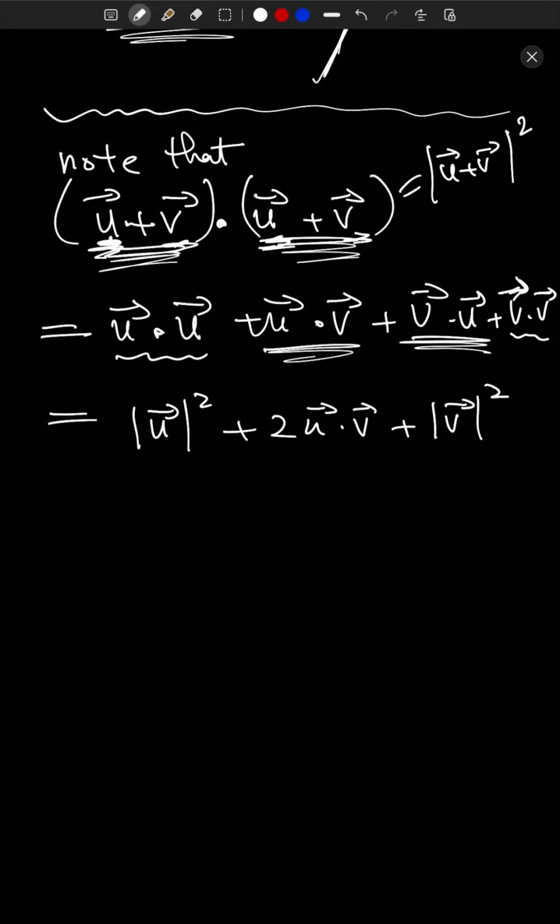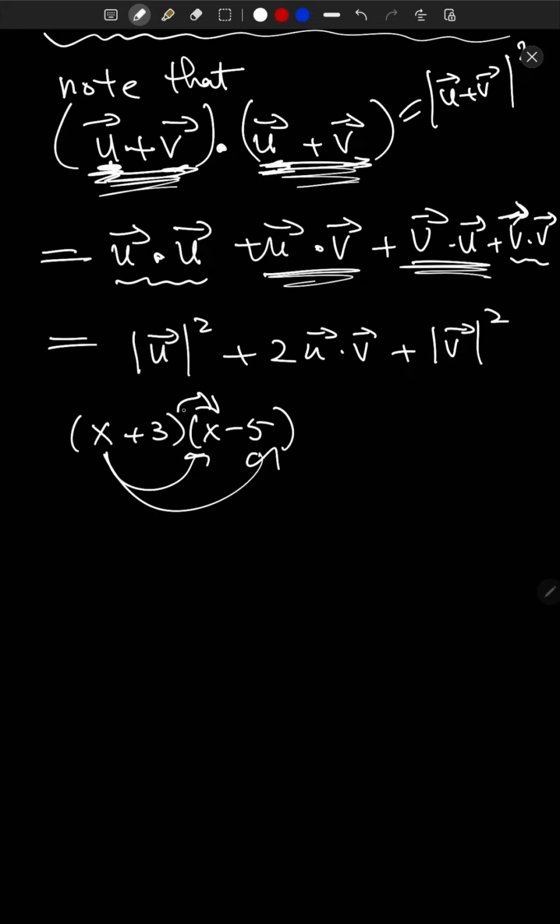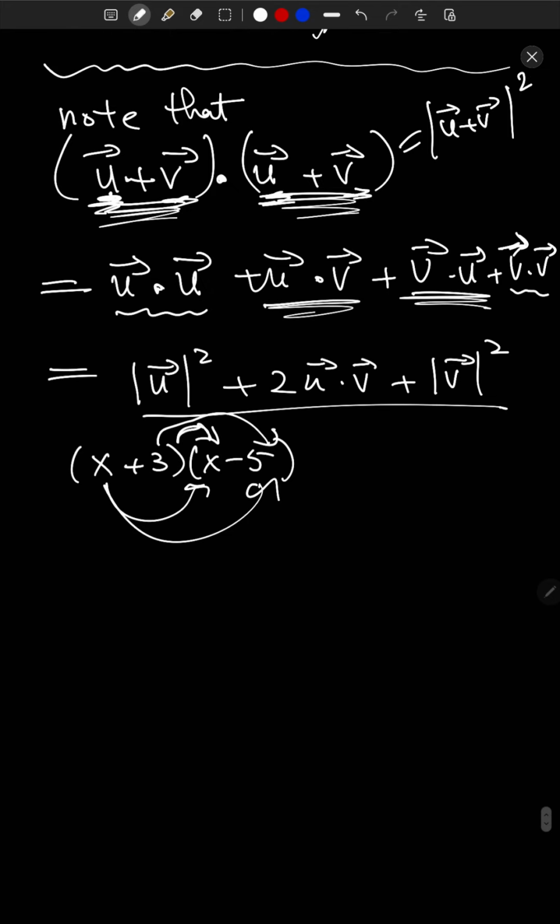So the one point here is that when you work with dot products, everything feels very familiar, and it works out exactly like you would expect. If you had in algebra multiplied x plus 3 times x minus 5, same idea: x squared minus 5x plus 3x, and then minus 15. So same thing here. The formula looks almost exactly the same.